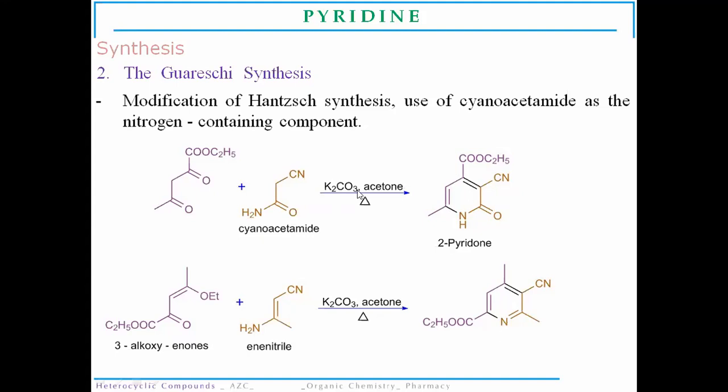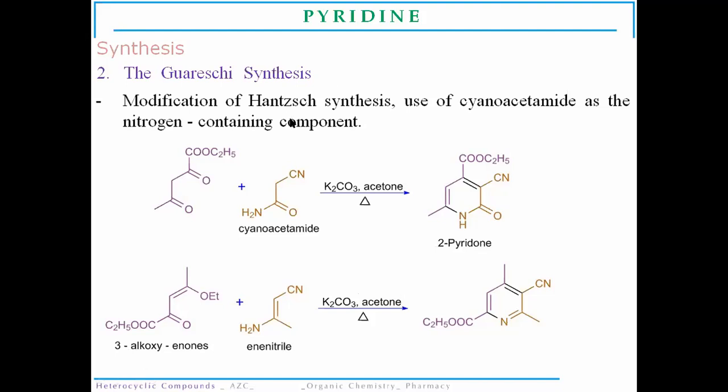So here, this is the first method. In the presence of potassium carbonate, acetone and heat, we are synthesizing 2-pyridone. Again, if we are using a substituted 3-alkoxyenone plus a nitrile, again in the presence of the same potassium carbonate and acetone, we can synthesize the pyridine molecule. So this is a slight modification of Hantzsch pyridine synthesis.